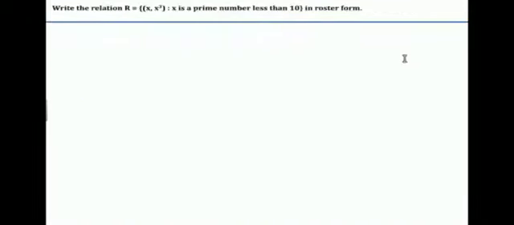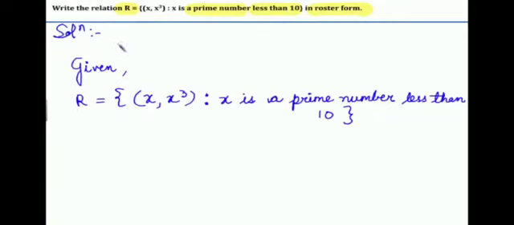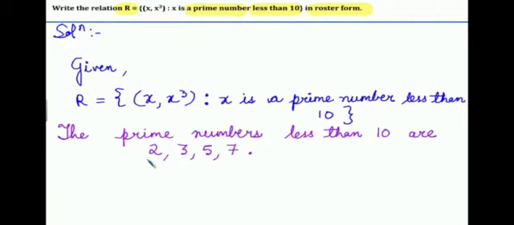Now move on to question number 7. Write the relation R is equal to (x, y) where y is equal to x cube, x is a prime number less than 10. Write it only in roster form. So in this given x and y, where y is equal to x cube, x is a prime number less than 10. We all know the prime numbers less than 10 are 2, 3, 5 and 7.